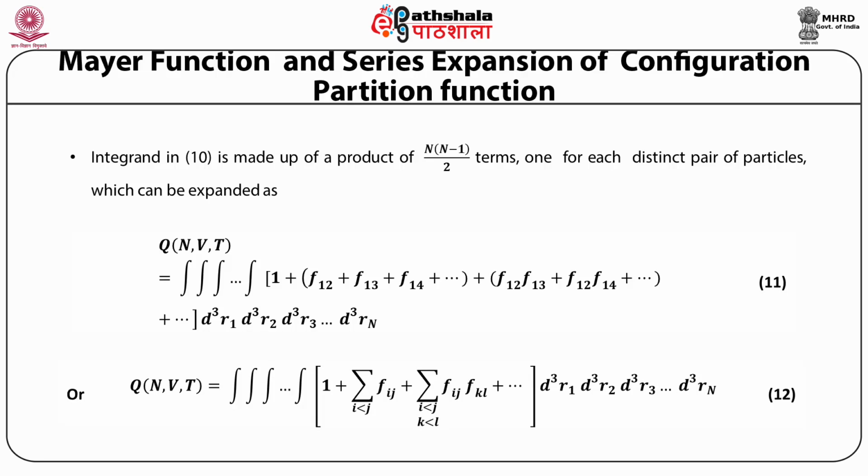or Q_N(V, T) is equal to a multidimensional integral over 1 plus summation over i less than j of f_ij, plus summation over i less than j and summation over k less than l of f_ij f_kl, plus so on, d³r1 d³r2 d³r3 and so on up to d³rN.